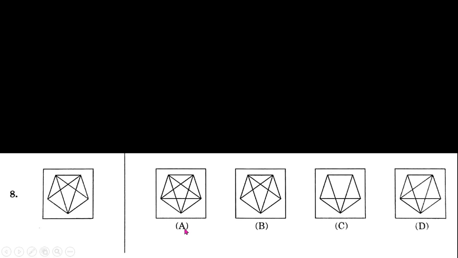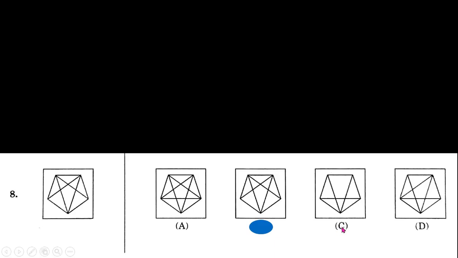Looking at the answer figure A, we have a pentagon and all possible diagonals are drawn here. No diagonal is missing. So it is not the same as the question figure. So this cannot be the answer. Now let us move to the next answer figure B. We have a pentagon drawn here and 1, 2, 3, 4 diagonals drawn. One more diagonal which can be drawn here is missing, which is the same as in the question figure, and hence option B is the correct answer.